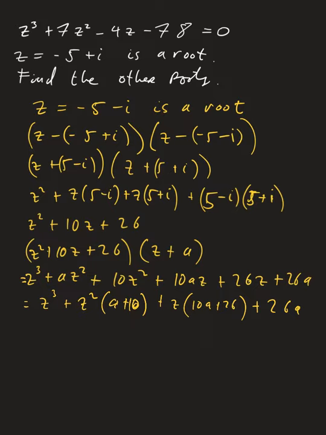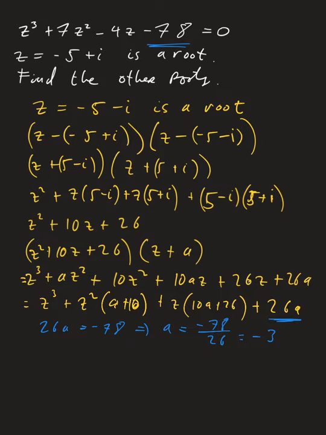So I'll start here at the end. 26a must be equal to minus 78. So that means that a is equal to minus 78 divided by 26, which is minus 3. And if I look at my other terms, I should find that minus 3 gives the right result in every case. So there I have 10 times minus 3 plus 26 is minus 4, and minus 3 plus 10 is 7. So that all works out. So a equals minus 3 works.